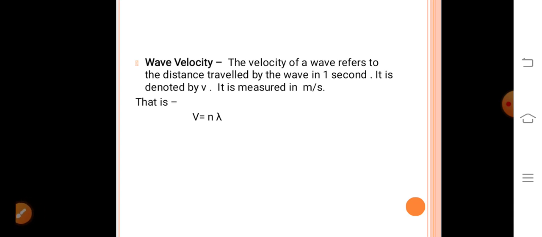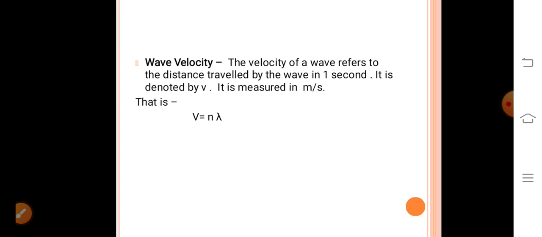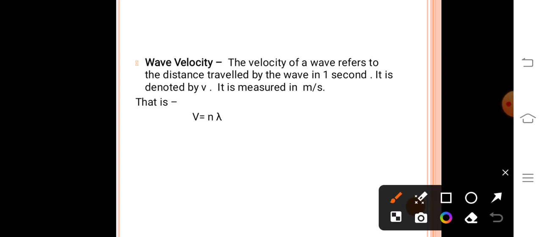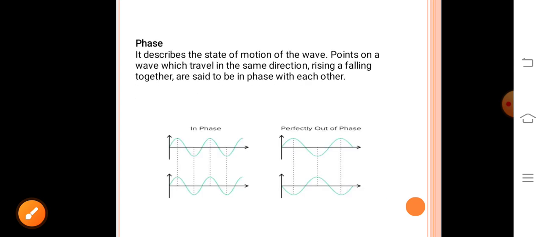Next is the wave velocity. The wave velocity of waves refers to the distance traveled by the waves in 1 second, and it is denoted by V. Here is the formula of the wave velocity. V is equal to n lambda, where n is the frequency and lambda is the wavelength.